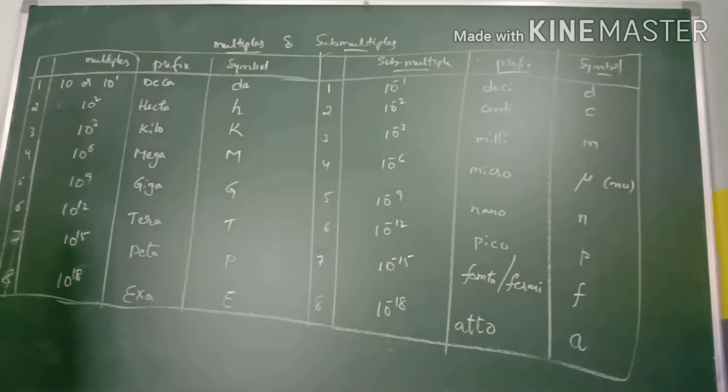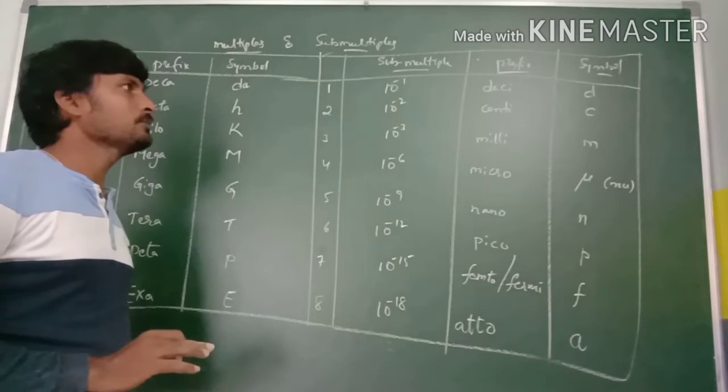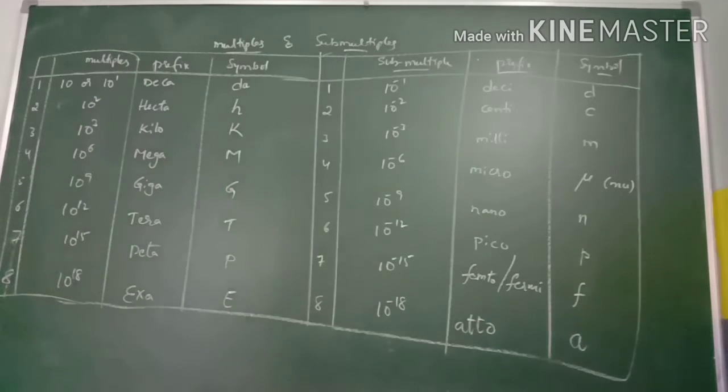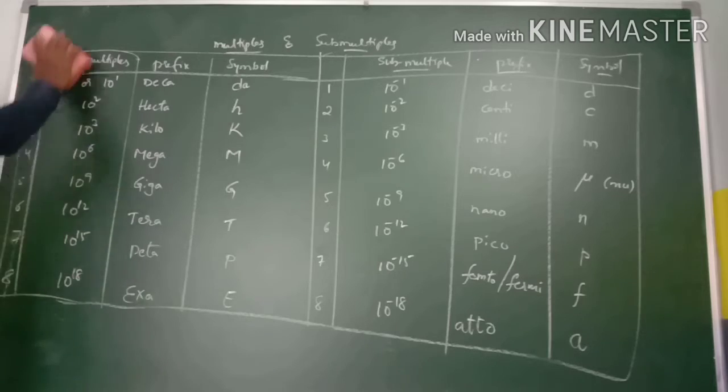So these are very important, children. While doing conversions and problems, these symbols, prefix values, multiple values and submultiple values are very important. Revise these and recollect them if you already know. Now in this class I am going to do some examples based upon these conversions, and we will check how to do them.